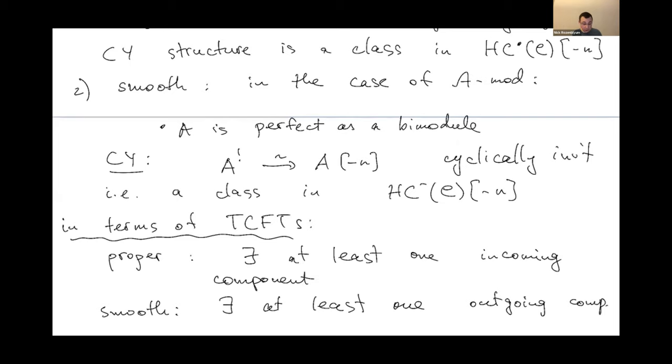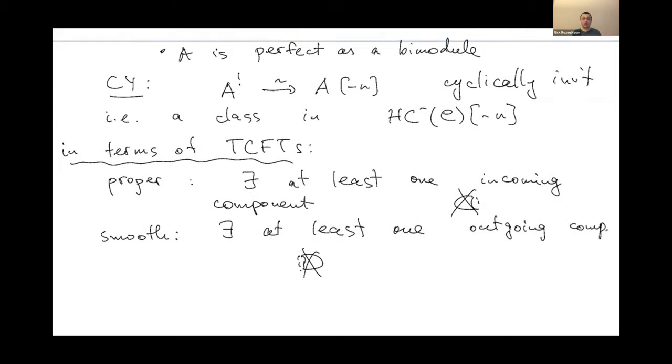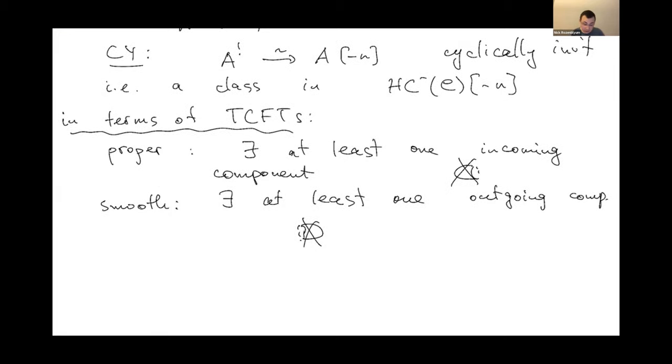In the proper case, this kind of thing is not allowed. And in the smooth case, the dual thing is not allowed. So the cup and the cap are disallowed. You have to restrict a little bit what you mean by a topological field theory. All the operations have to have, in the proper case, at least one incoming component, and in the smooth case, at least one outgoing component.